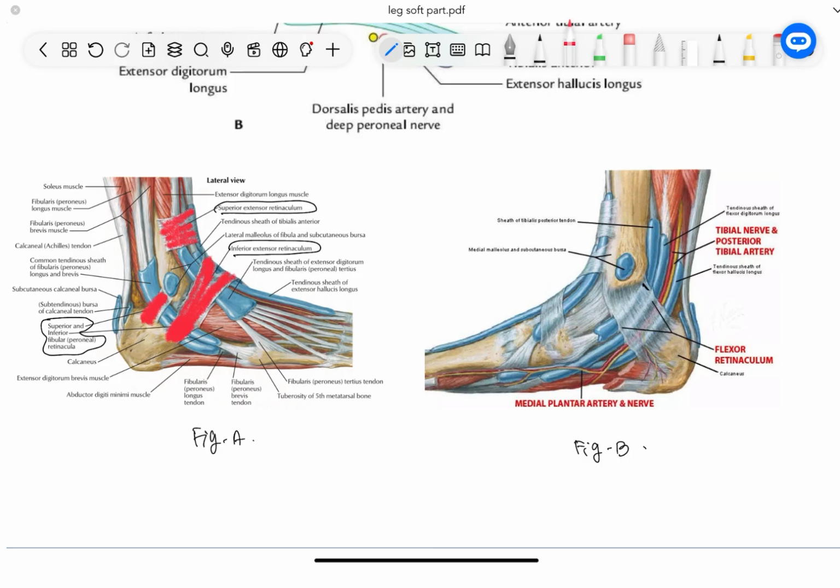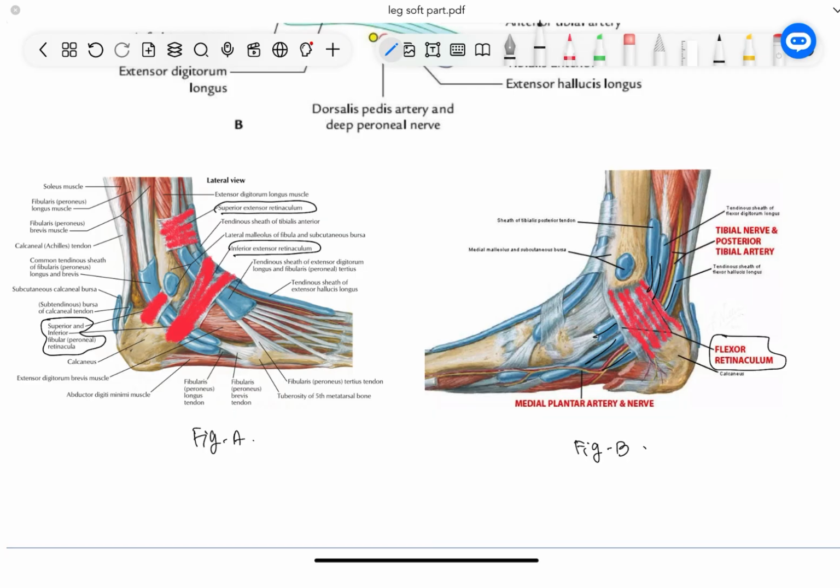Then on figure B you can see a retinaculum. This is called the flexor retinaculum. Underneath the flexor retinaculum the flexor tendons pass. You can see these passing, and the main function of this retinaculum is to hold all the tendons, nerves and vessels in place in a secured manner. So, this is the flexor retinaculum, which is located at the posteromedial aspect of the ankle region. That is all about the retinaculum-related information.